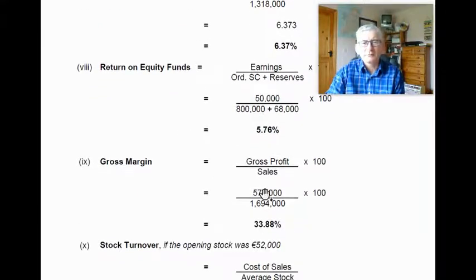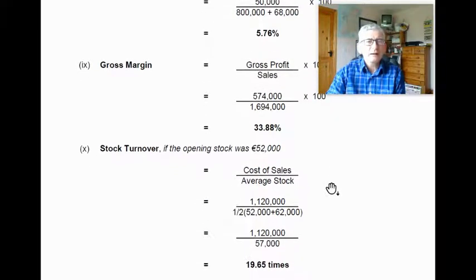The gross margin is the gross profit over sales multiplied by 100. Now, we have this worked out, 574,000 over 1,694,000 by 100, and that gives us 33.88%.